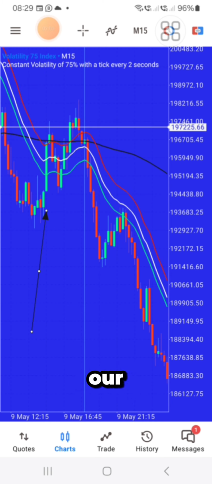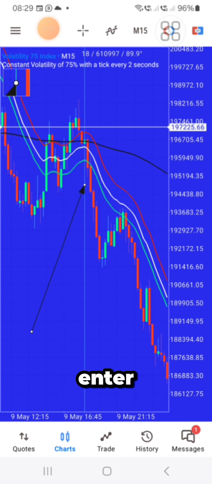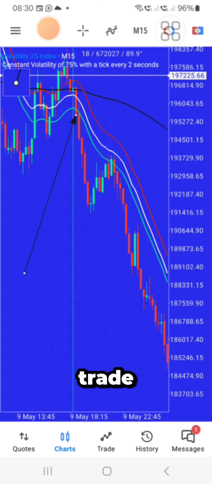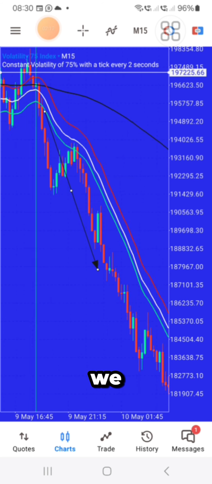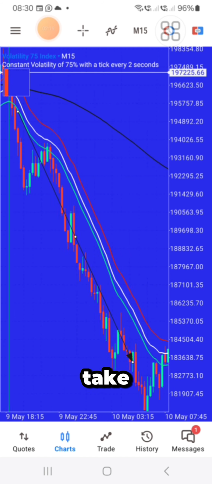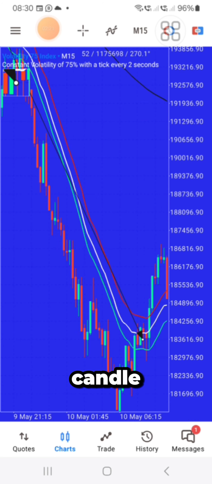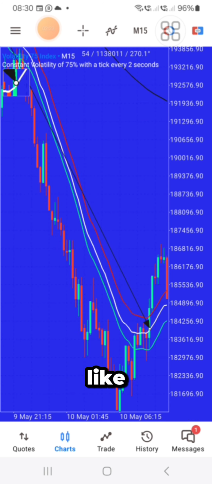So in this case, our stop loss will be here, and we enter on this particular candle, and we are going to be holding that trade. As long as price stays below the red line, we hold that trade. Our take profit is going to be when a candle closes above the red line, like here. This is where we're going to be closing our trade.